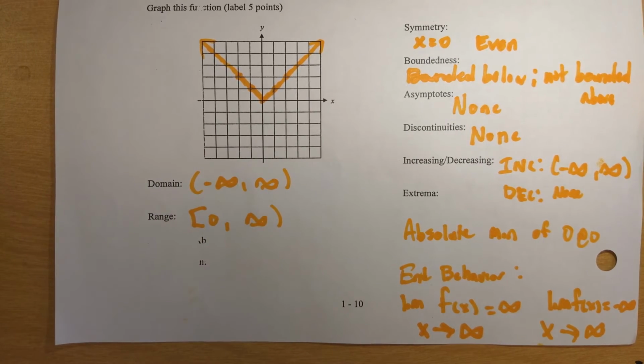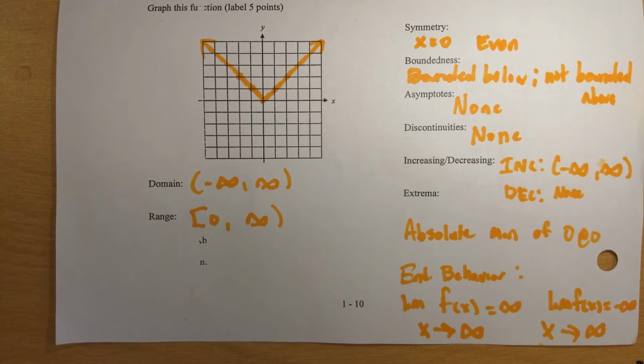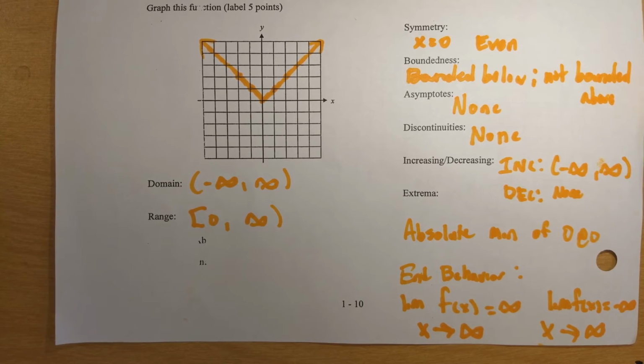The function is bounded below and not above. There are no asymptotes and no discontinuities. The extrema is an absolute minimum of 0 at 0. The end behavior is as x approaches negative infinity, y goes to infinity, and as x approaches positive infinity, y goes to infinity as well.